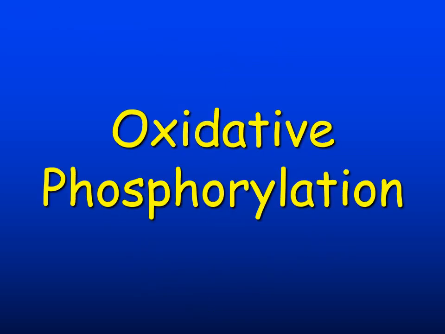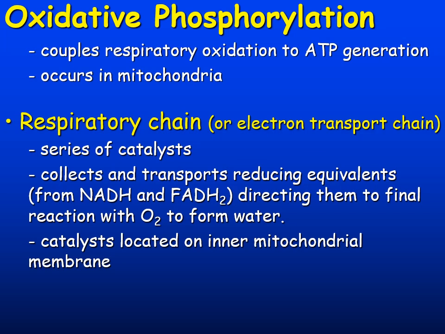Through oxidative phosphorylation, which also occurs in the mitochondria, these are converted into ATP. So let's have a look at the detail of this. First of all, the pathway itself occurs inside the mitochondria, and it couples respiratory oxidation to ATP generation, making use of the respiratory chain, or the electron transport chain as it's otherwise known.